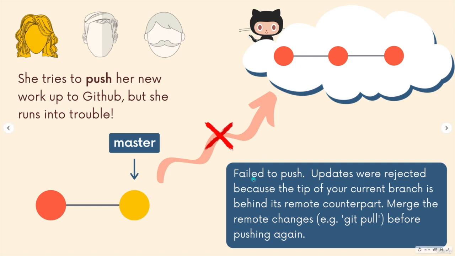So Git is telling her, I can't do that. There are changes that you don't have on GitHub. You need to get those changes and merge yours with those changes, and then you can push back up. So already we hit a roadblock, right? Just for Pamela to push her code up, she has to pull down everything that her other collaborators have pushed up. They're all working on the same branch.